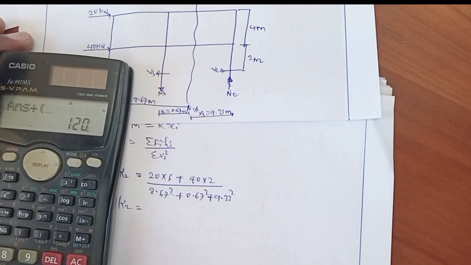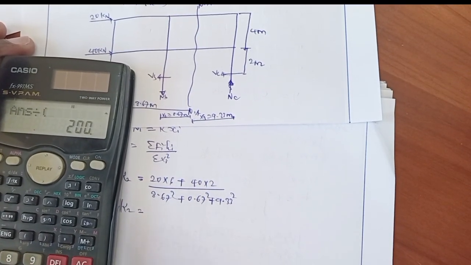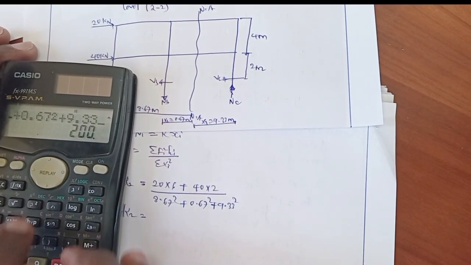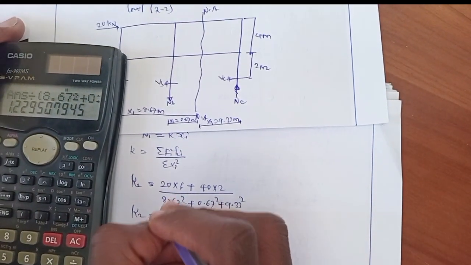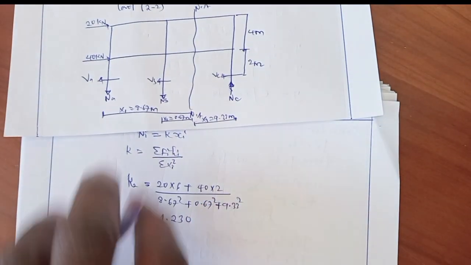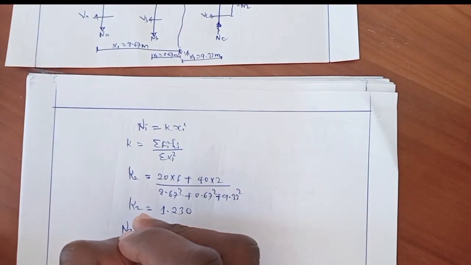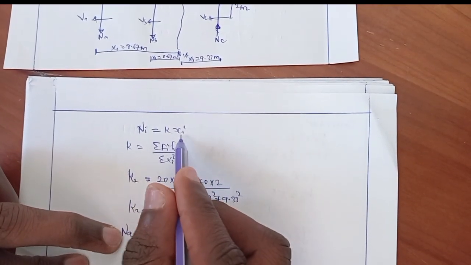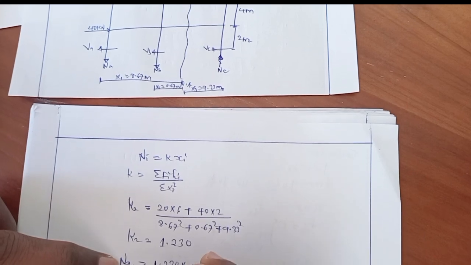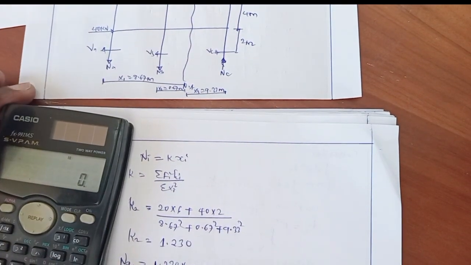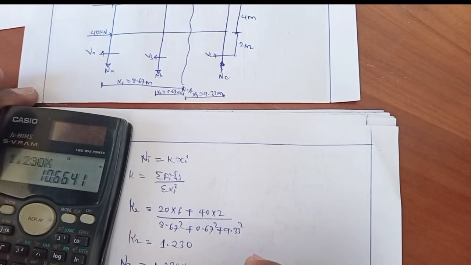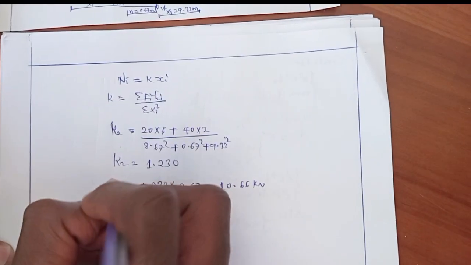It will be 1.230. So, therefore, the normal force at point A will be K times x1, 1.230 times 8.67, which is equal to 10.66 kilonewton.